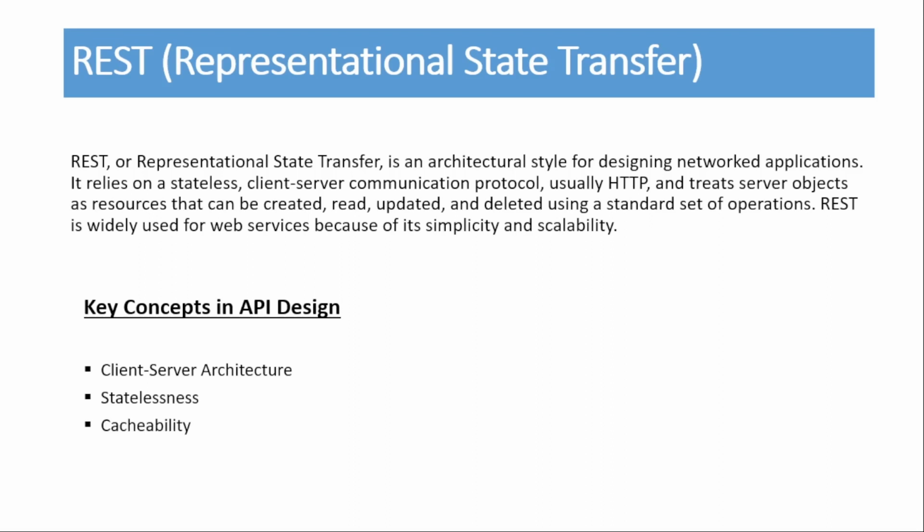Cacheability: responses from the server can be stored temporarily to improve performance and reduce load. The server can tell the client to save certain responses so it doesn't have to ask for the same data repeatedly. Layered system: the architecture is composed of hierarchical layers where each layer performs a specific function and interacts only with the adjacent layers. The system is built in layers, each with a specific role, and each layer only communicates with its neighboring layer.